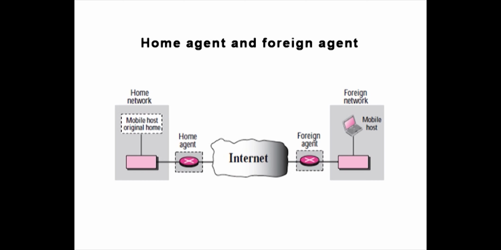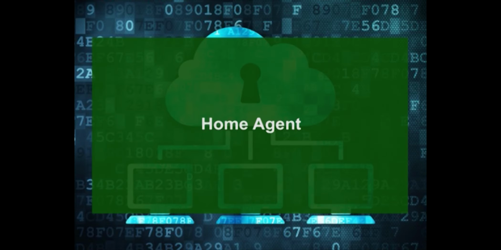Agents. To make the change of address transparent to the rest of the internet requires a home agent and a foreign agent. The figure shows the position of a home agent relative to the home network and a foreign agent relative to the foreign network. We have shown the home and the foreign agent as routers, but we need to emphasize that their specific functions as an agent are performed in the application layer. In other words, they are both routers and hosts.